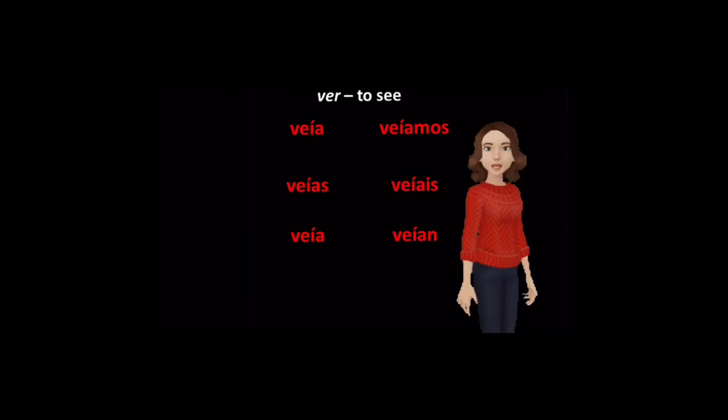And finally, the last irregular verb in the imperfect tense is the verb ver, which means to see. You conjugate the verb ver in the following way in the imperfect tense. Veía, veías, veía, veíamos, veíais, veían.